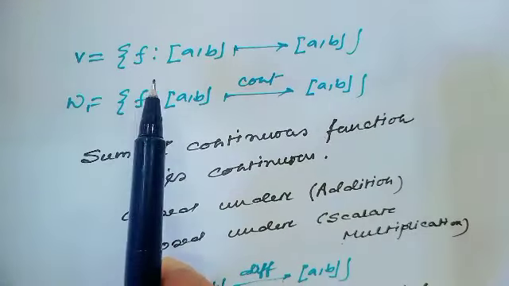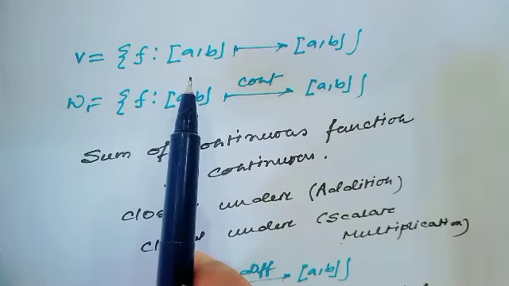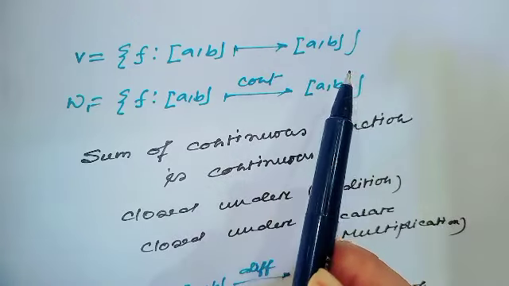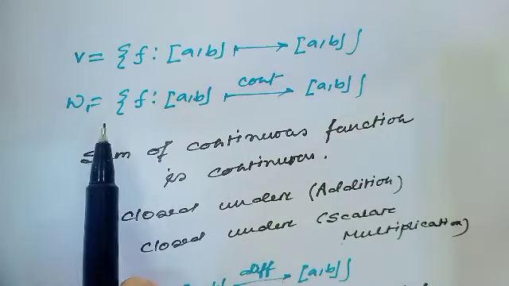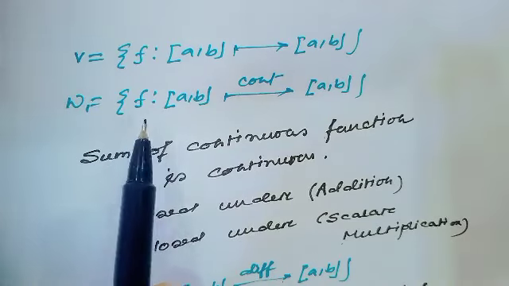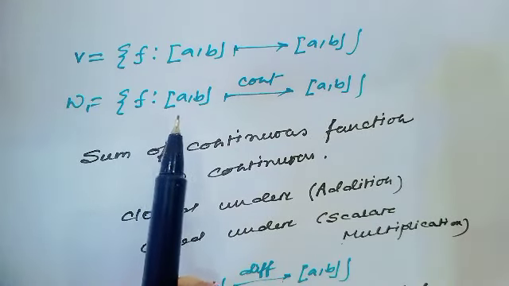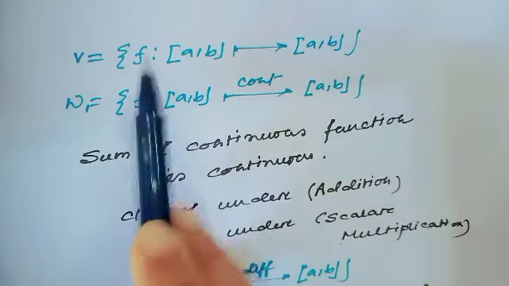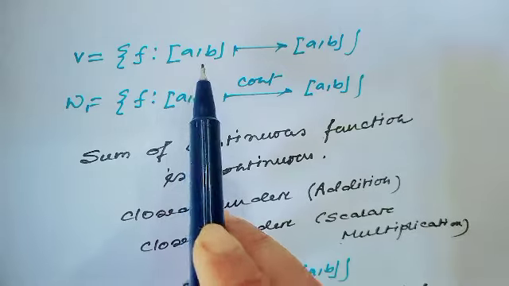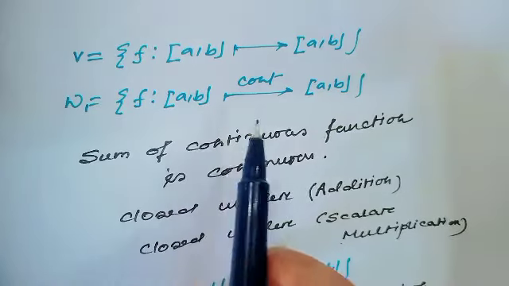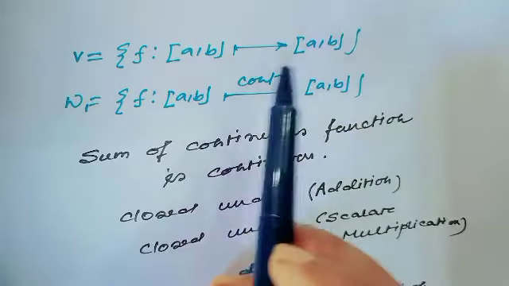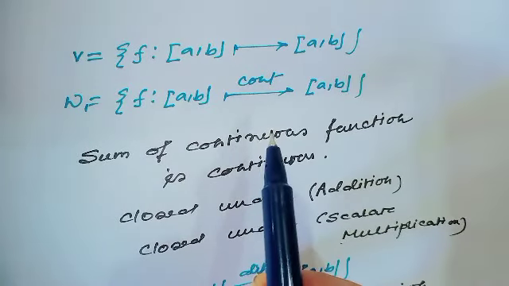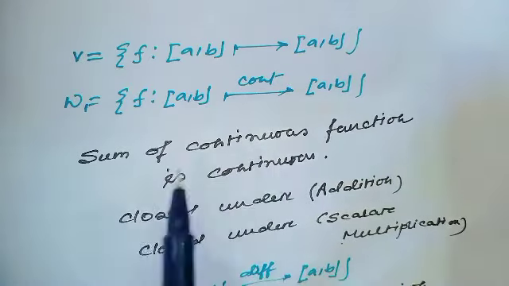Consider a different type of subspace. Here the space V is defined as the set of all functions defined from the closed interval [a, b] to R. And consider the subset W1 as the set of all continuous functions defined from the closed interval [a, b] to R. Now my question: is W1 a subspace of the space V? That means, is the set of all continuous functions a subspace of the set of all functions? Because here the vector space is the set of all functions defined from the closed interval [a, b] to R.